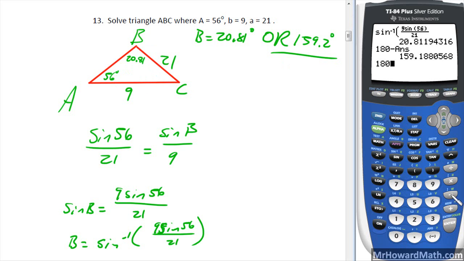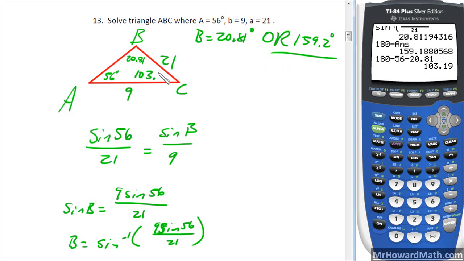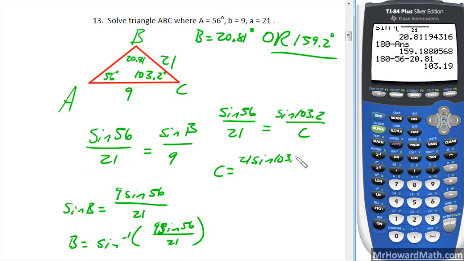180 subtract 56 subtract 20.81 gives us this third angle right here, 103.2 degrees. And then we can find this side length using law of sines again. Remember what I said before, keep the same ratio to begin with. It makes your work easier. Sine 56 over 21 equals sine of 103.2 over side length C. So side length C is 21 sine of 103.2 degrees, all divided by sine of 56 degrees.